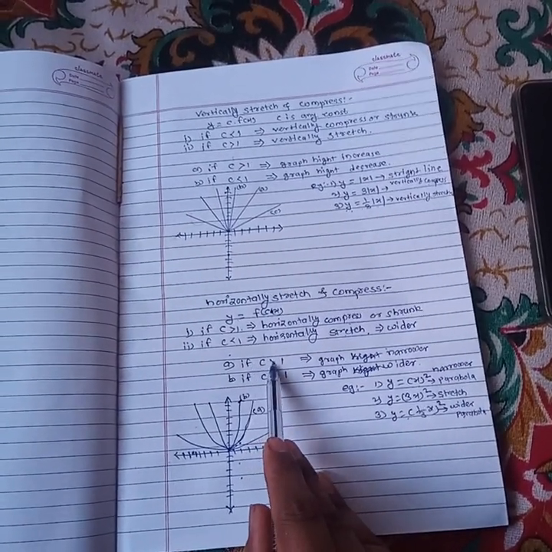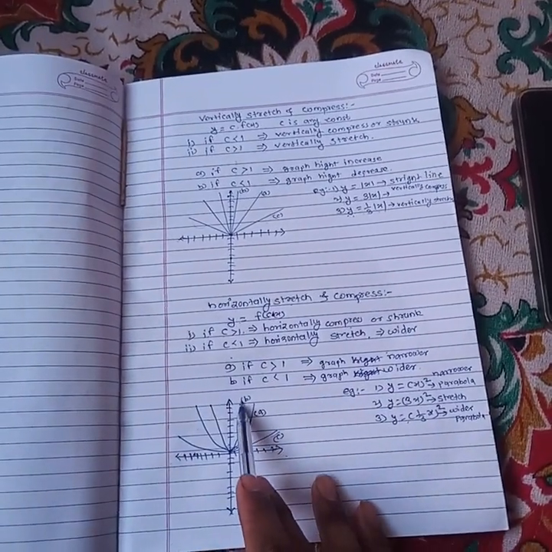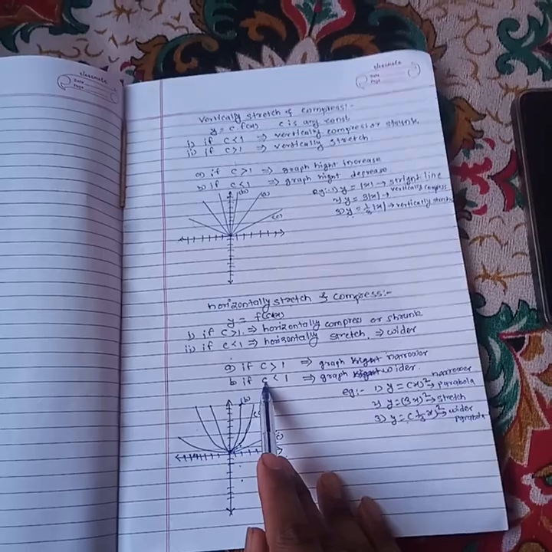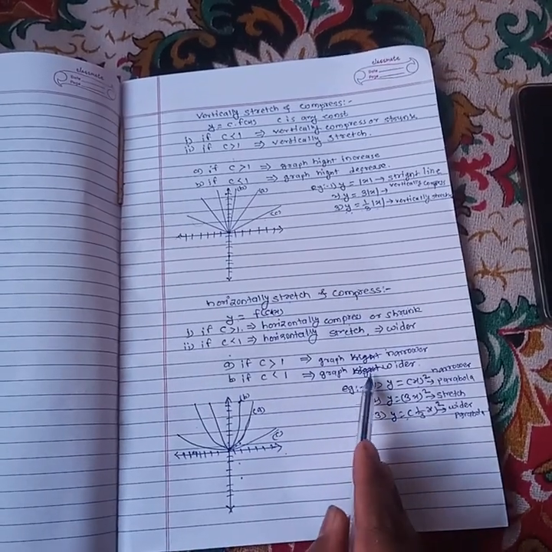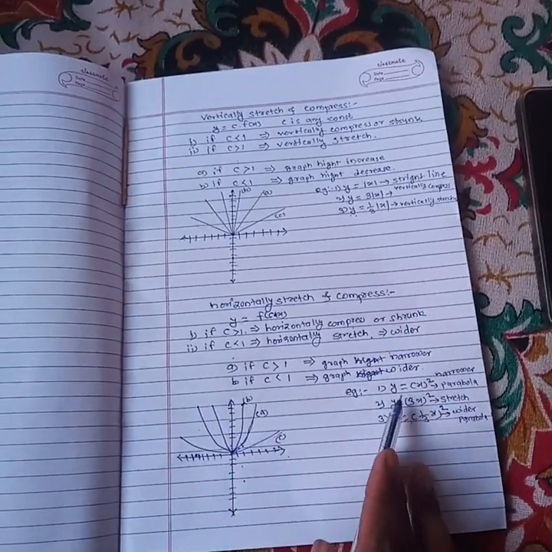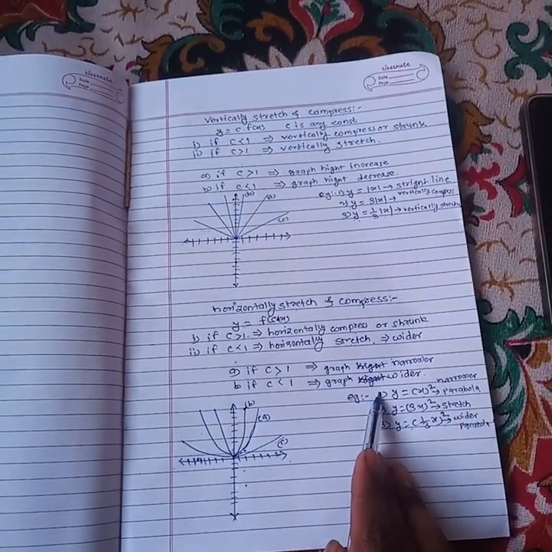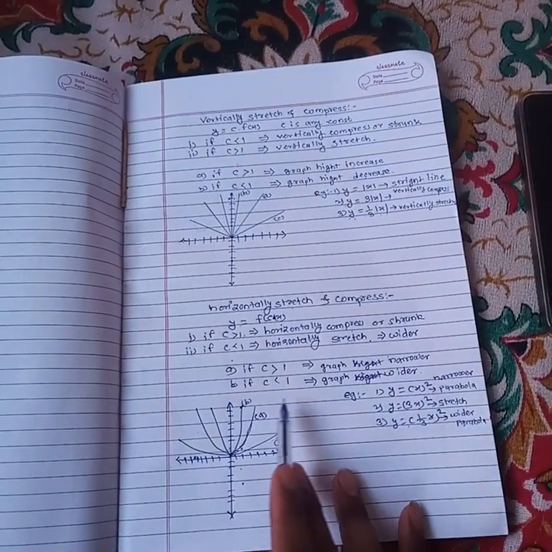First, c is greater than 1, then the graph goes narrower, means this graph. And second condition is c less than 1, this graph goes wider, means C. Here are those three examples. The main original graph is y is equal to x squared, that's here.